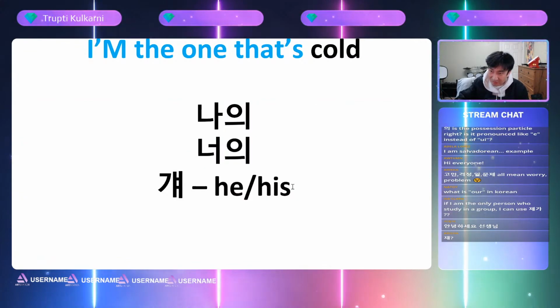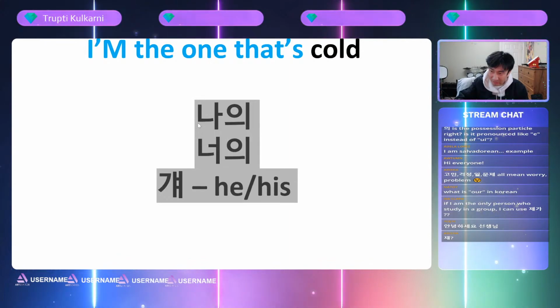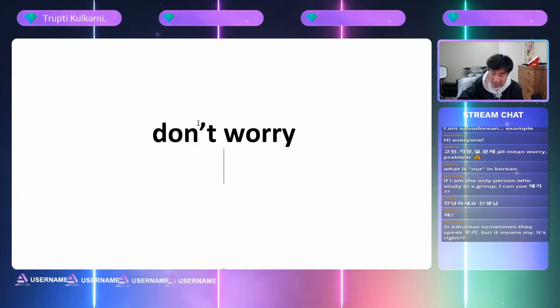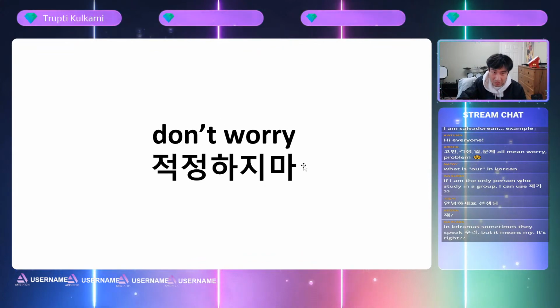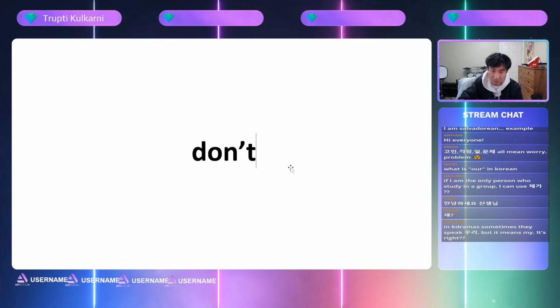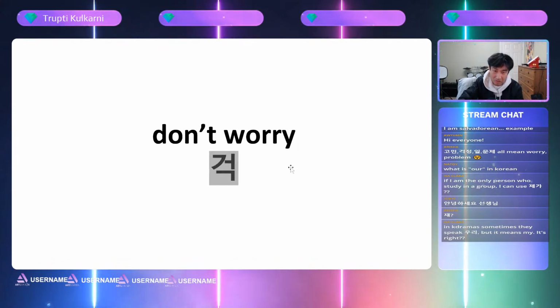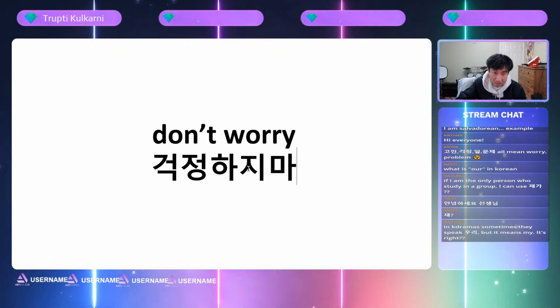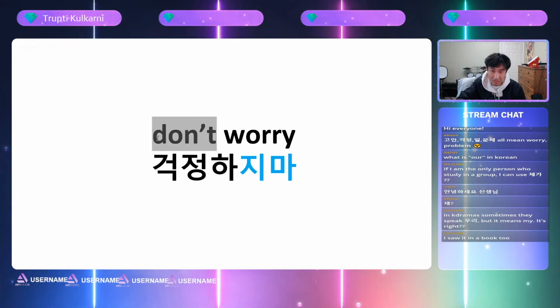Yeah, so someone said that 고민, 걱정, 일, 문제 all mean worry or problem. For similar words like that, I think the sentence is really important. It depends on the context. So rather than trying to memorize worry equals all these different kinds of words, it depends on the context. If you want to say don't worry, then it's 걱정하지 마. 지마 means don't. Don't worry is like 걱정하지 마. So it depends on the sentence. This chima is don't.